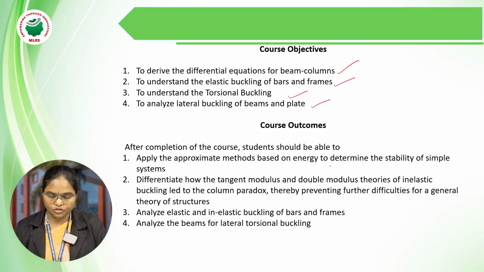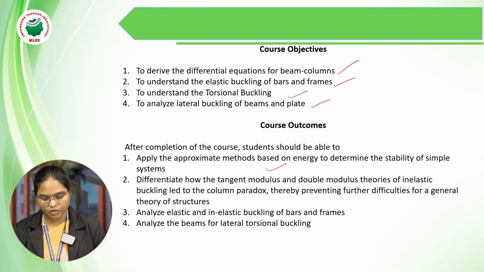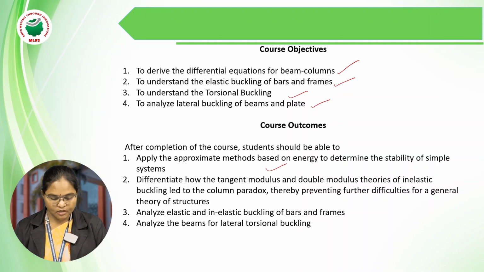After completion of the course, students will be able to apply the approximate methods based on energy to determine the stability of simple systems, differentiate how the tangent modulus and double modulus theories of inelastic buckling led to the column paradox, thereby preventing further difficulties for a general theory of structures, analyze elastic and inelastic buckling of bars and frames, and analyze the beams for lateral torsional buckling.